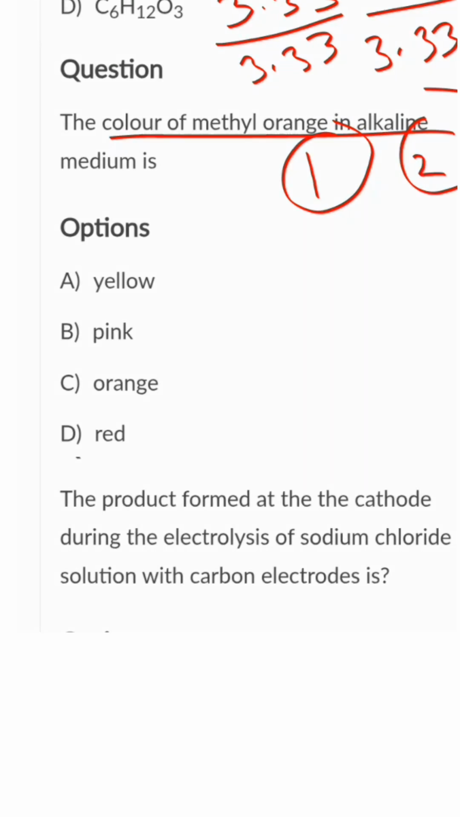So methyl orange is actually orange in color, but when it gets into acid, it becomes red. Okay, in contact with acid, it becomes red, but in contact with a base, it is yellow. So a base is an alkaline medium. So they're asking us what will be the color of methyl orange in basic medium or alkaline medium. So the answer is yellow.